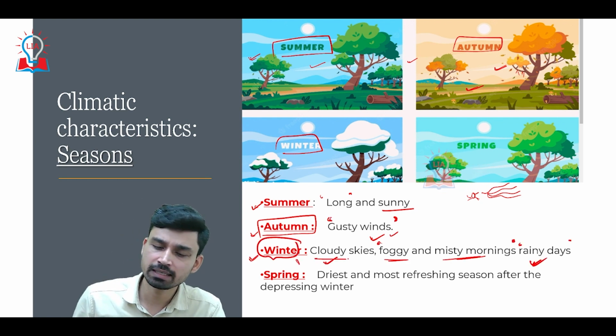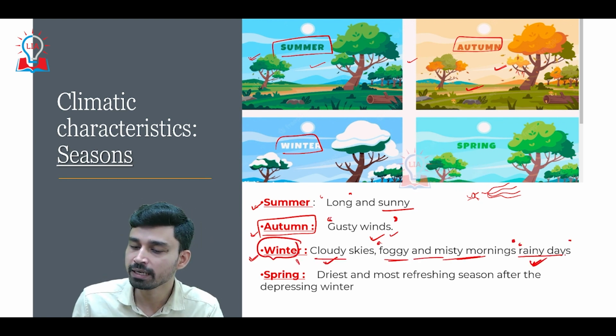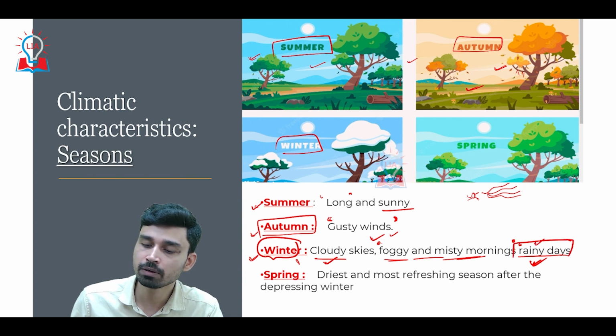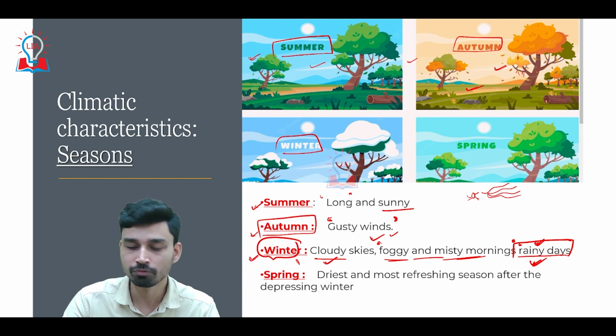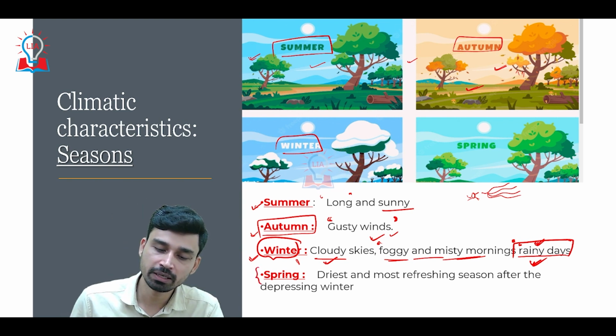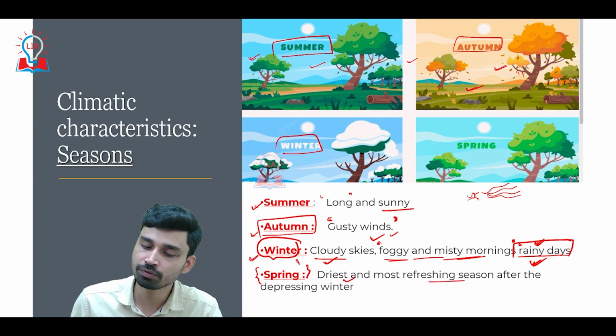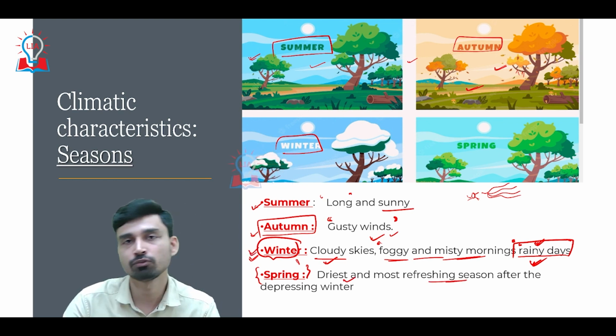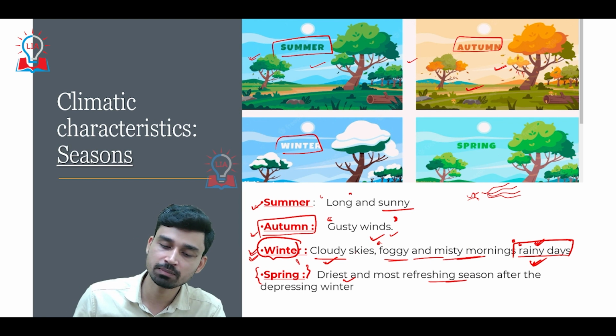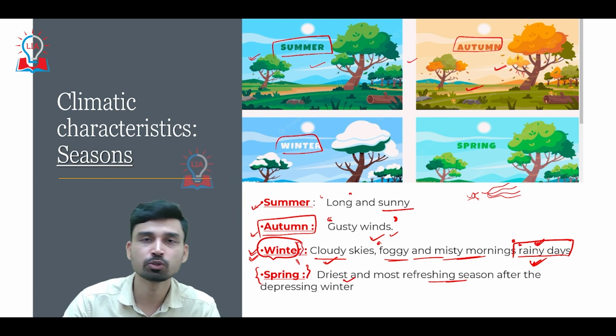Winter is characterized by cloudy skies, foggy and misty mornings, as well as a large number of days receiving heavy amounts of rainfall. And then we have the beginning of spring. Spring is considered one of the driest and most refreshing seasons, especially since 3-4 months of winter have happened in this particular area. The entire landscape looks quite barren.